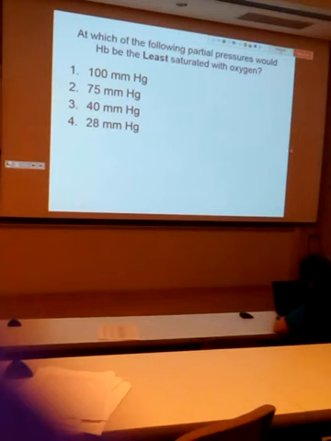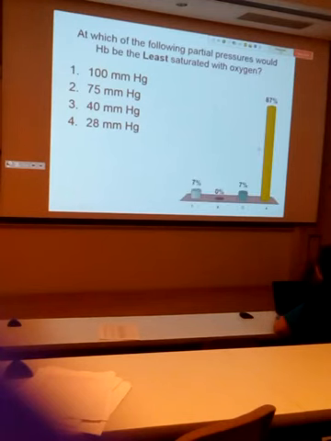All right, so what's the right answer? 4. Good. Really? I'm so happy. I have no idea. I'm thrilled. Right, exactly, because that's the lowest partial pressure. Hemoglobin would unload more oxygen to this area.